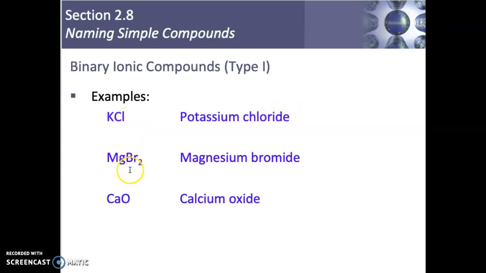Same deal with magnesium bromide, calcium oxide. Notice we don't name this "di"-anything. That's something that from here we need to know: that magnesium has a +2 charge, so I'm going to need 2 bromines to make that molecule neutral.